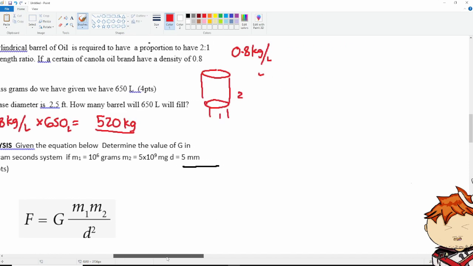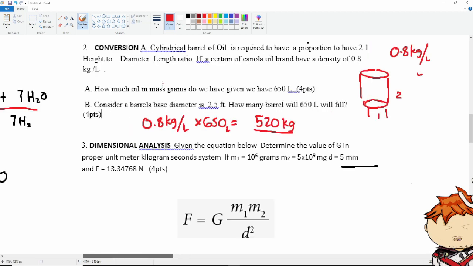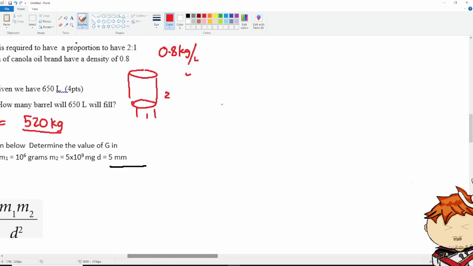Okay, so considering that we have a barrel of 2.5 feet diameter, the height must be twice as long, or 5 feet. If that's 1 to 2, diameter is 1. So if this is 2.5, the height must be 5 feet. I'm just gonna convert 5 feet and 2.5 feet into meters.